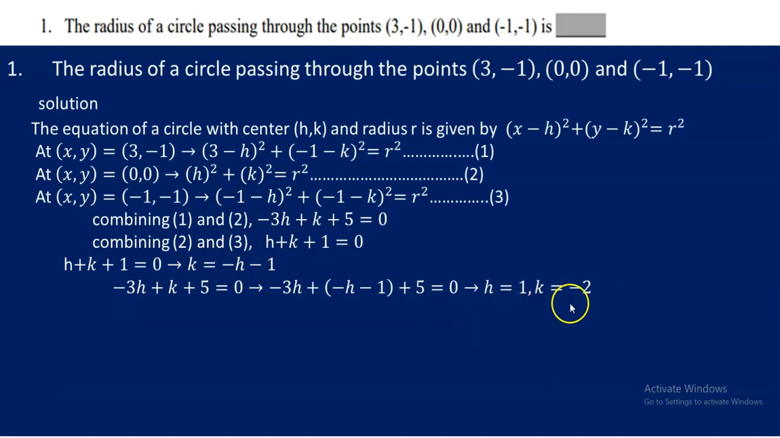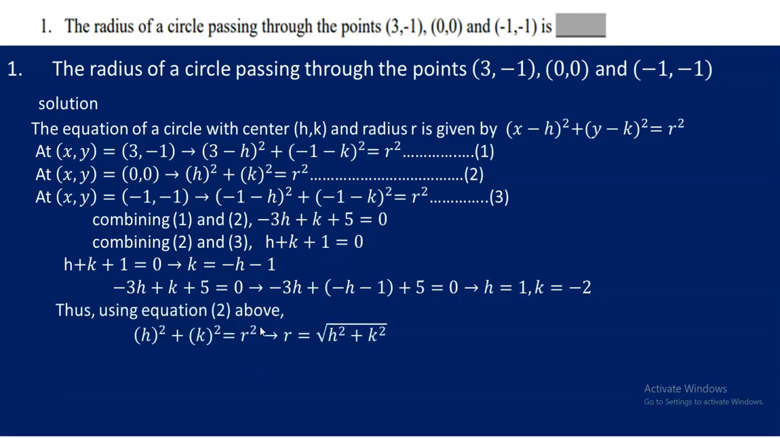So h is known, k is known, guys. So 1 and minus 2. Our intention is to know the radius of the circle. But it has been said that radius square is h squared plus k squared. So using that, from equation number 2, r can be obtained as square root of h squared plus k squared. We knew what h and k are. You see 1 square and minus 2 square, and from this r is going to be radical 5. So the radius is going to be radical 5, so our answer is radical 5. I hope you have understood.